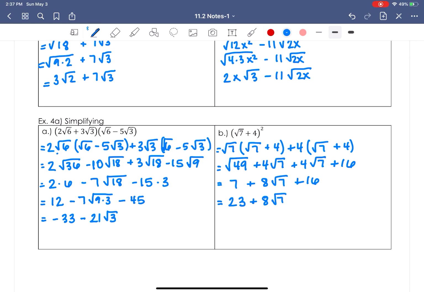Now 7 can't be simplified any farther. There's no perfect squares that I can take out of there. So I'm going to leave it as 23 plus 8 radical 7. And there is doing operations with radical expressions.